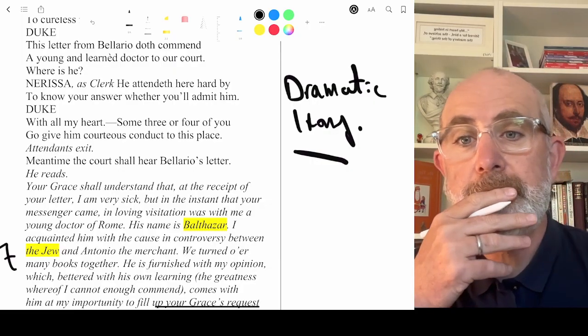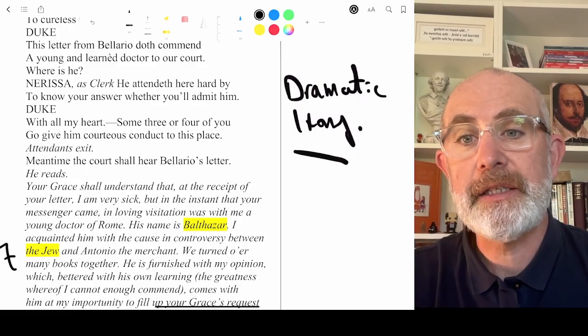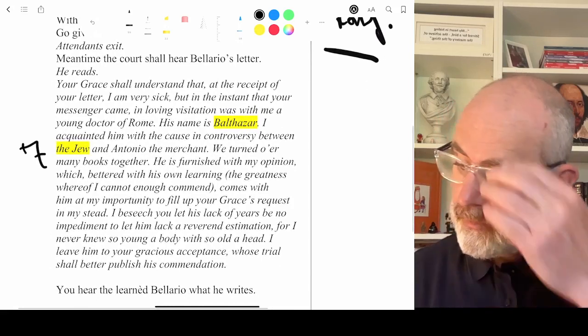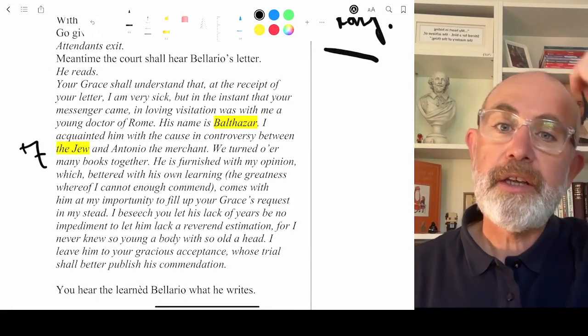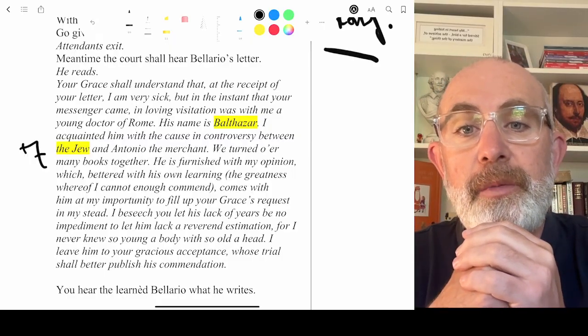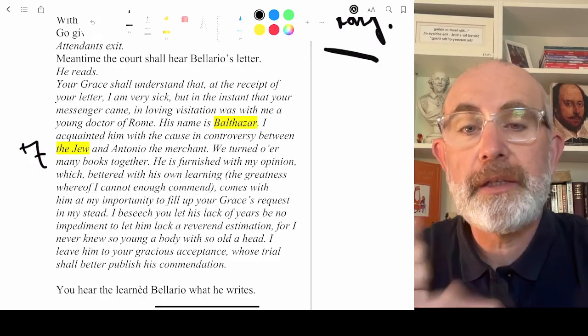"With all my heart. Some three or four of you go give him courteous conduct to this place." The attendants leave. "Meantime, the court shall hear Bellario's letter." And then the letter is read. And it says this: "Your grace shall understand that at the receipt of your letter I am very sick, but in the instant that your messenger came, in loving visitation was with me a young doctor of Rome. His name is Balthazar."